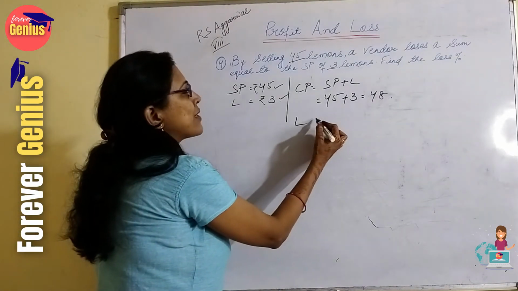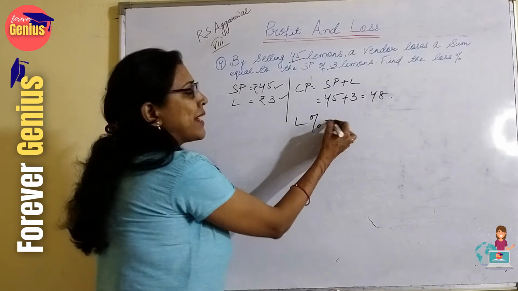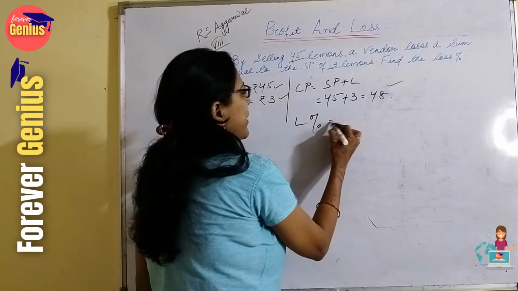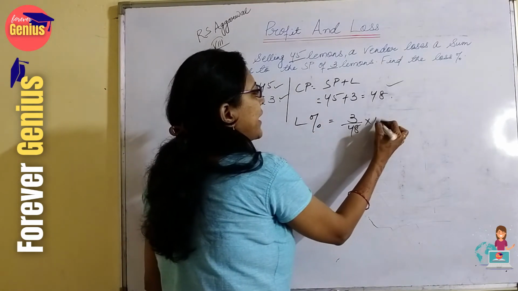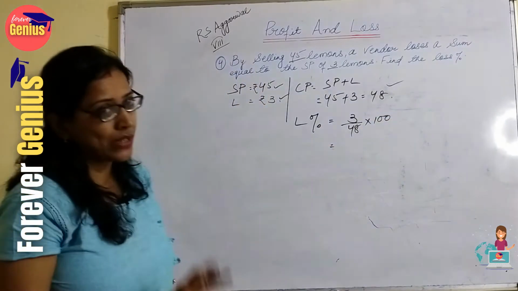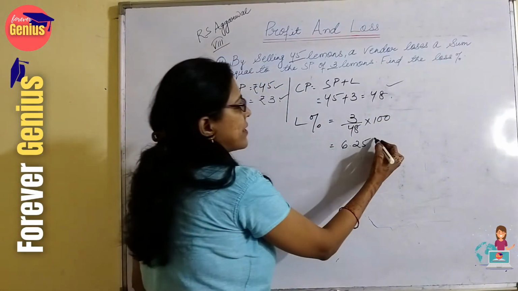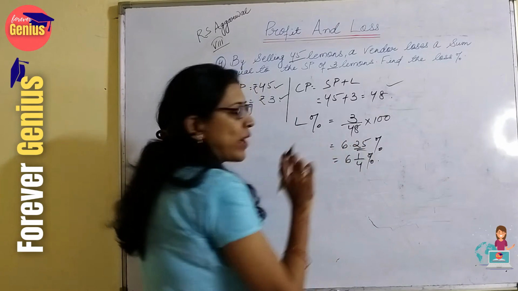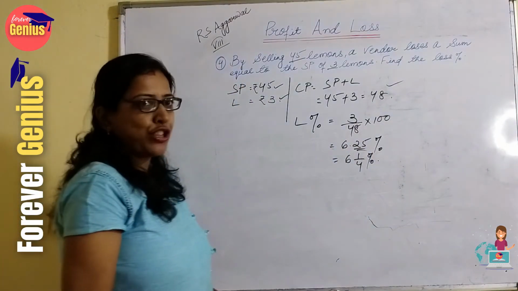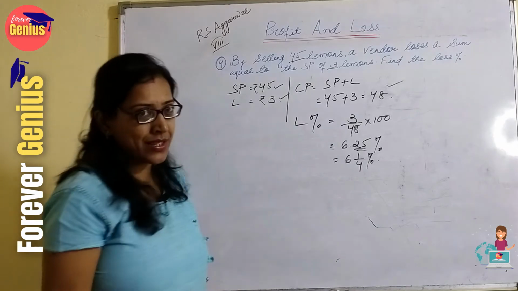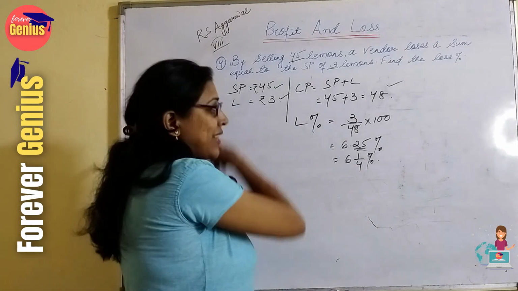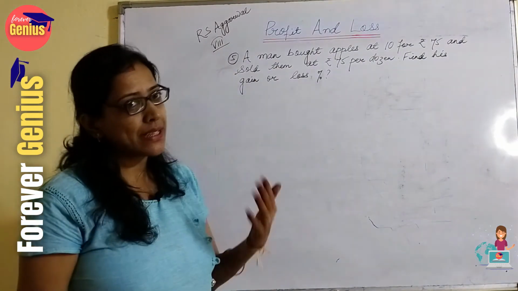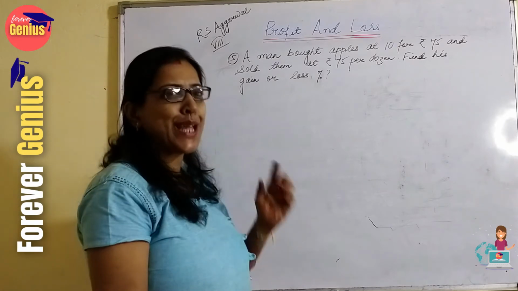So here loss is 3 rupees. So loss percent is what? We always calculate on cost price. So it is coming to 3 by 48 into 100, which is equal to 6.25%, or if I want to write in fraction, it is 1 by 4, because 25 is the fourth portion of 100. So isn't the sum very interesting and easy? In the reverse gear side also, see, some more tricks are involved. We are trying to solve each and every question.